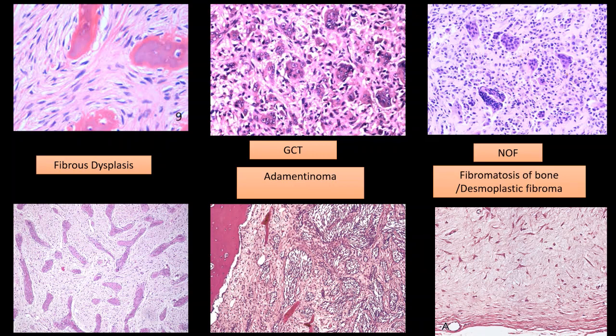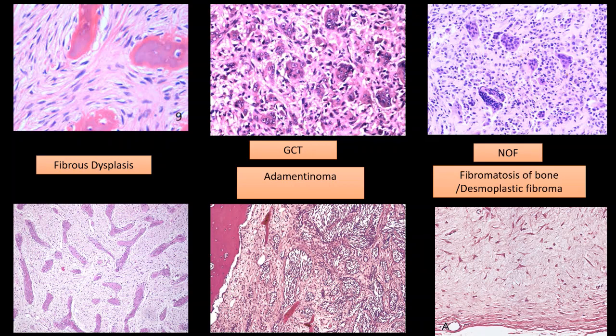Now comparing the fibrous nature of this lesion, here you can see the abundant stromal component. Here you can see a large amount of stromal component, but the fibrous trabeculae are irregularly arranged. So this is a case of fibrous dysplasia.